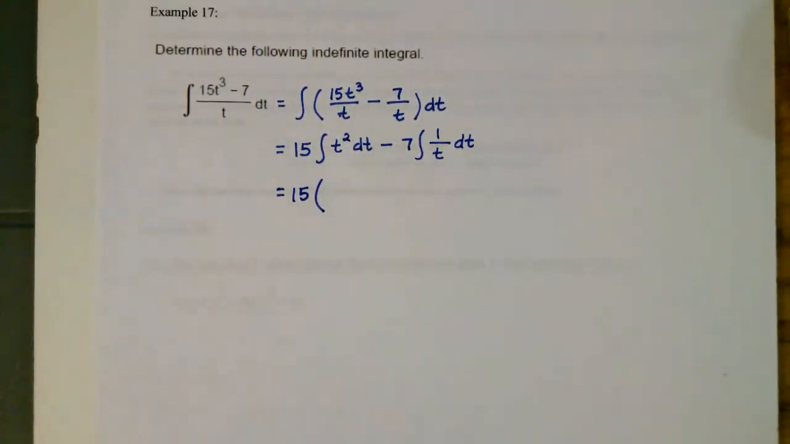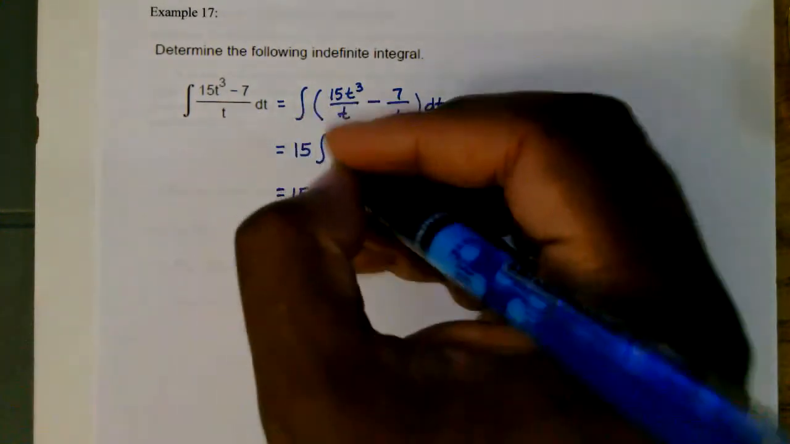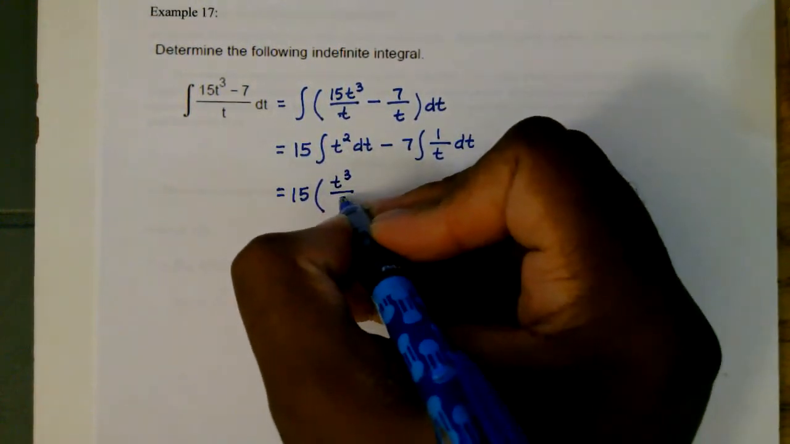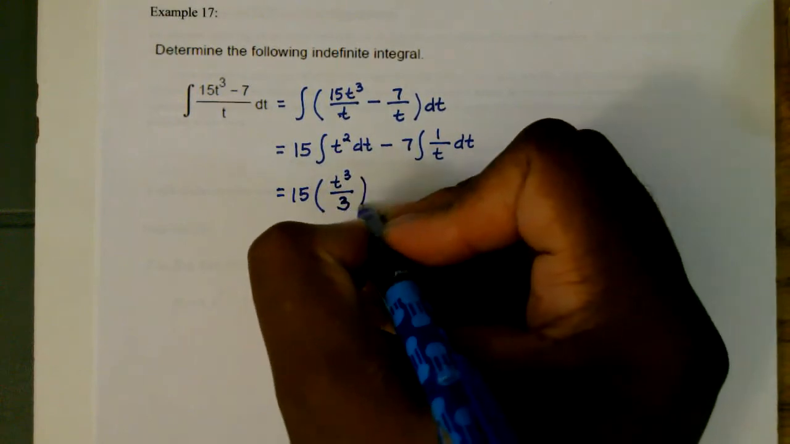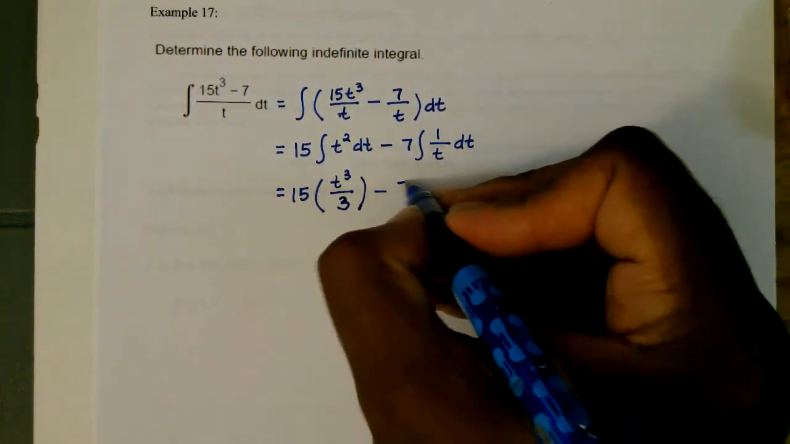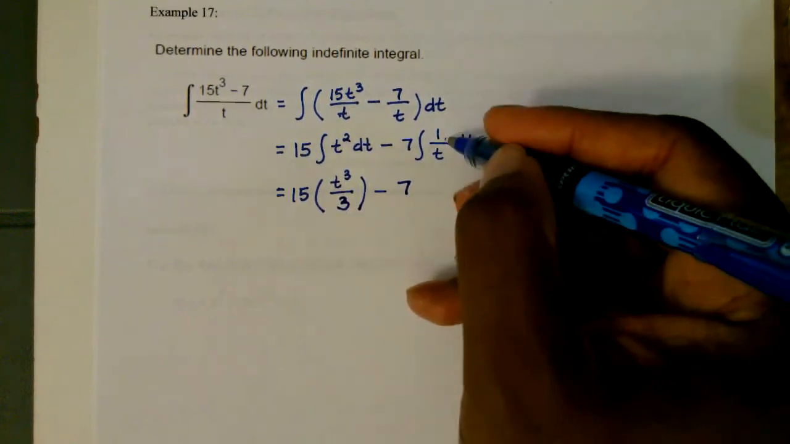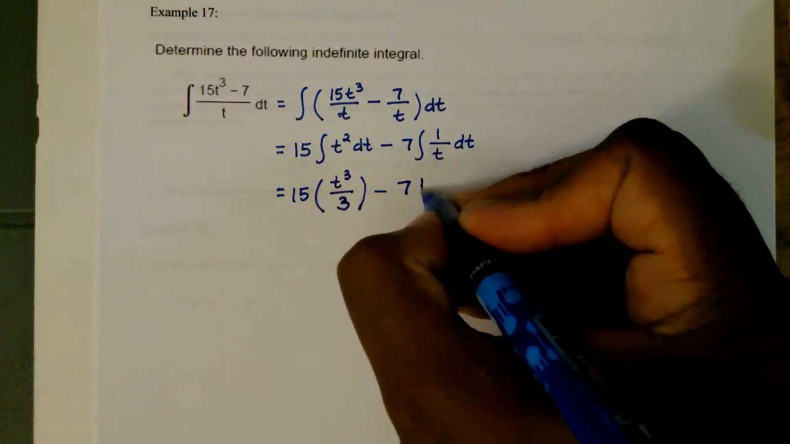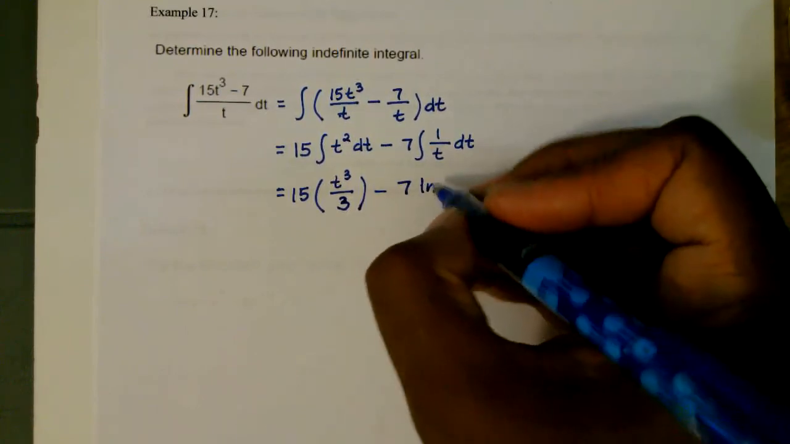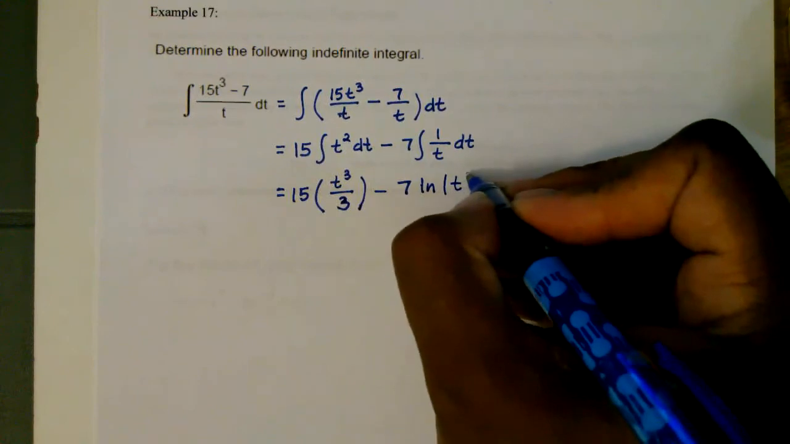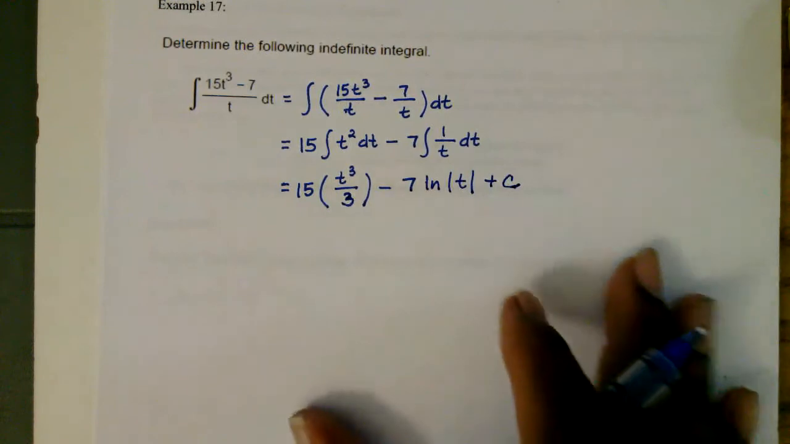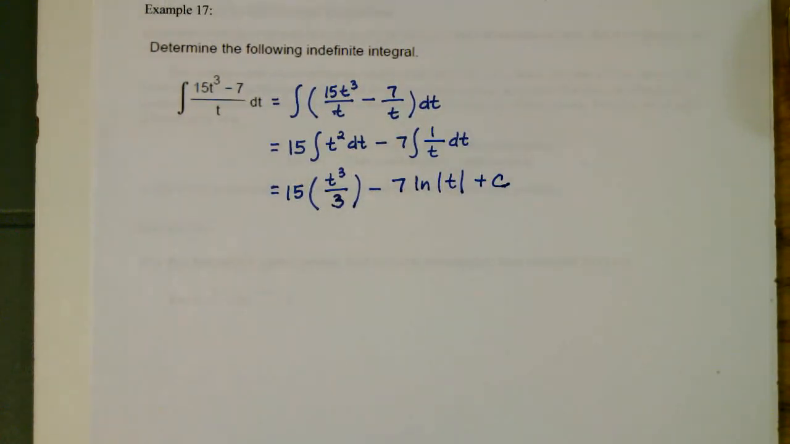This first piece, I can apply the power rule by taking the integral of t squared dt. Here, I increase the power by 1, so it'll be t cubed divided by the new exponent of 3, minus 7. The integral of 1 over t dt, if you recall, from the last example, that's natural log of the absolute value of t. And then, of course, plus c, since it's an indefinite integral.